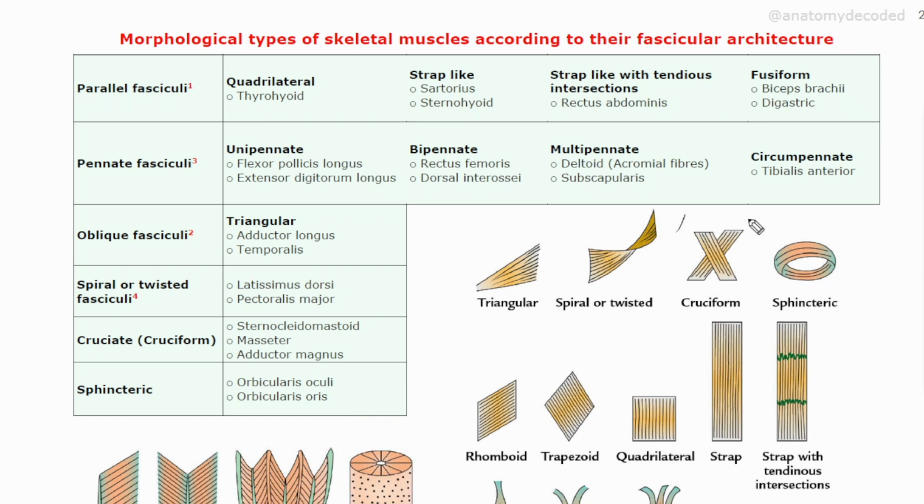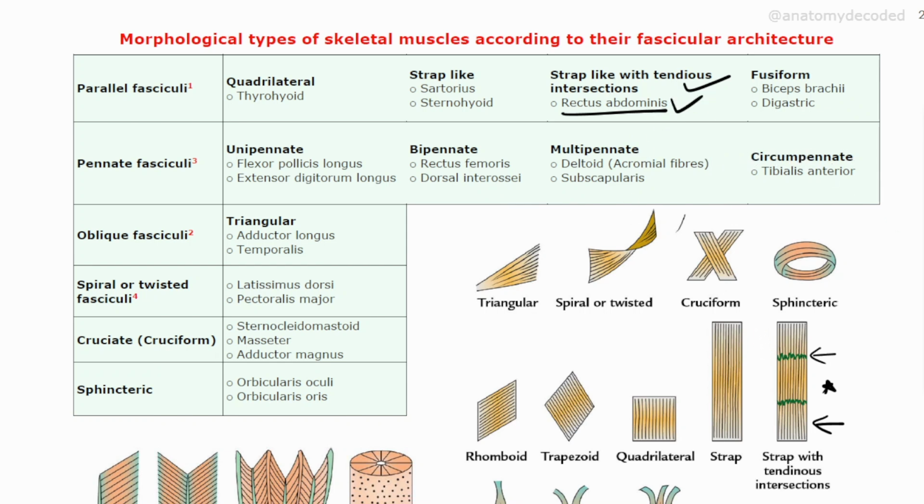Then there could be strap-like with tendinous intersections, as seen in this image. An example is rectus abdominis, a muscle seen in the anterior abdominal wall, a straight muscle. When bodybuilders develop six-pack abs, they develop this muscle, the rectus abdominis muscle.